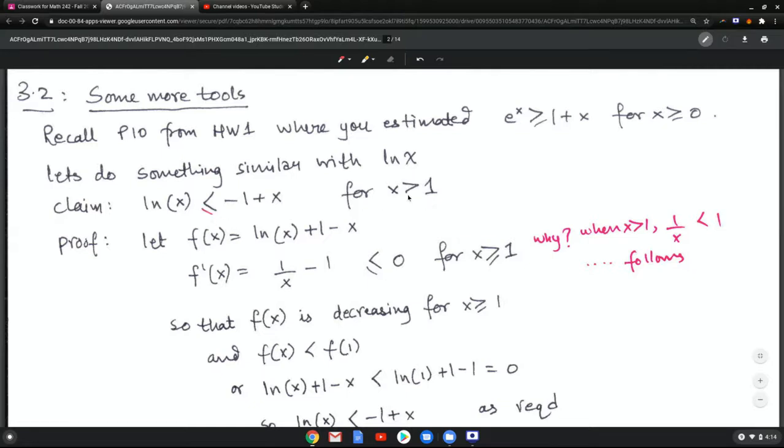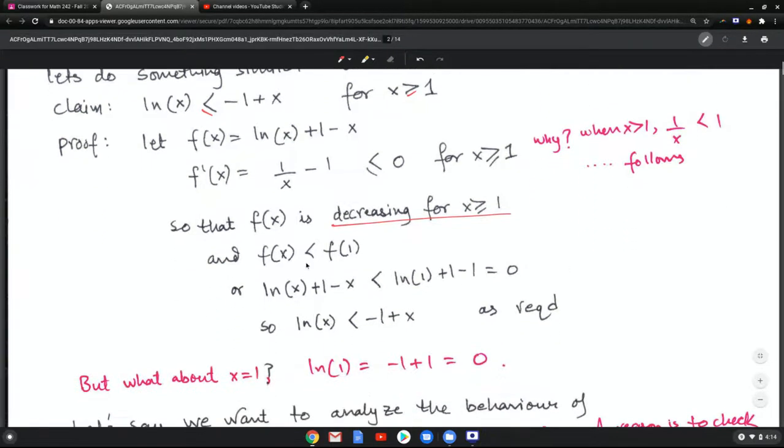Let's add an equal sign here. So I start by letting f of x be log x plus 1 minus x. I look at f prime of x as 1 over x minus 1, which is always less than or equal to 0 for x greater than or equal to 1. Why? Well, when x is more than 1, 1 over x is less than 1, so it follows that it's negative. This means that this function is decreasing for x greater than or equal to 1. Consequently, f of x is less than or equal to f of 1. But what is f of 1? f of 1 is 0, and that gives us the inequality as required.